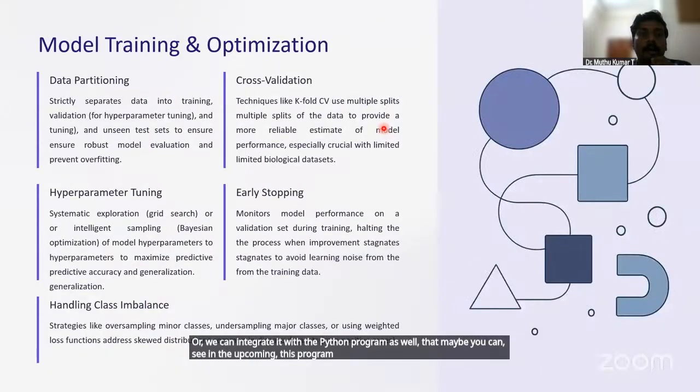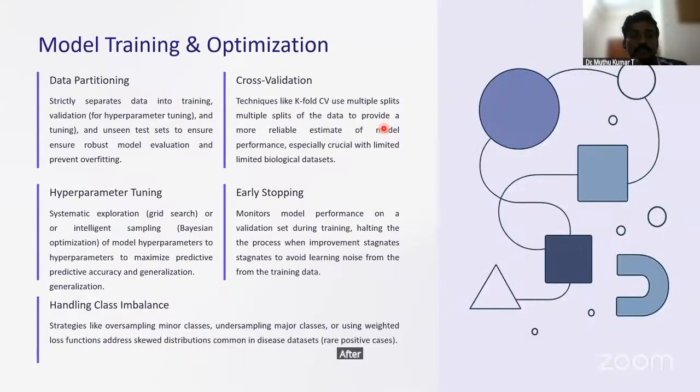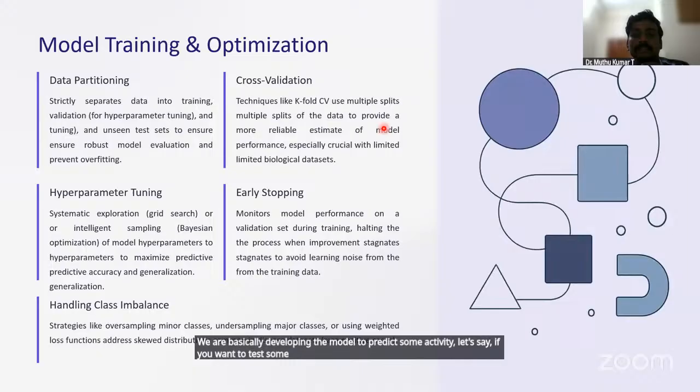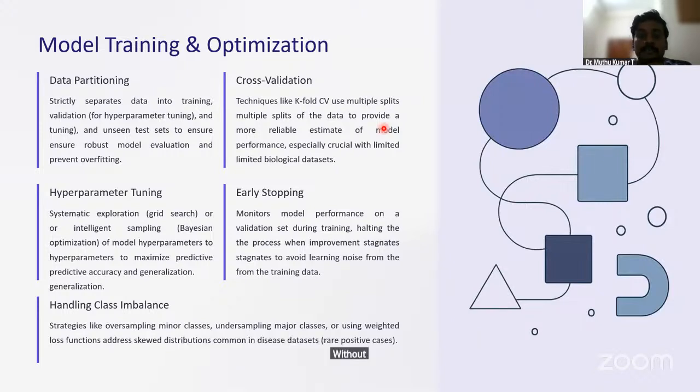After generating the data, what we are basically doing is developing a model to predict some activity. Let's say you want to test some drugs against some protein. How can we predict the activity of the drug without actually testing it, with the help of an AI model? So when we are generating the model, what are the steps we have to follow? That is the most important thing.